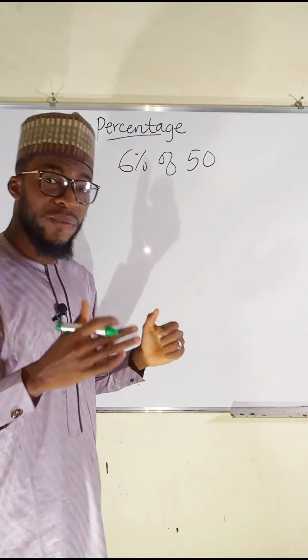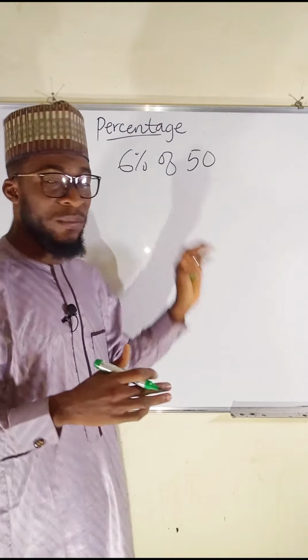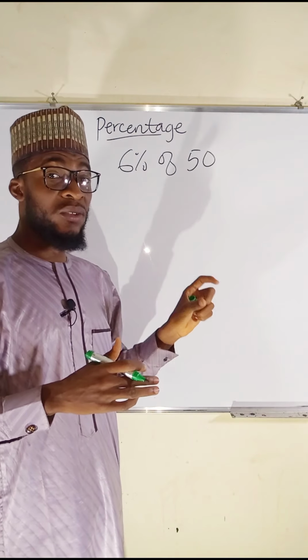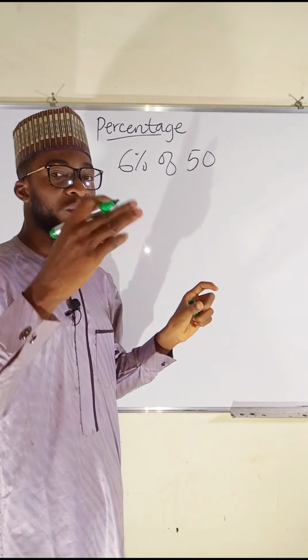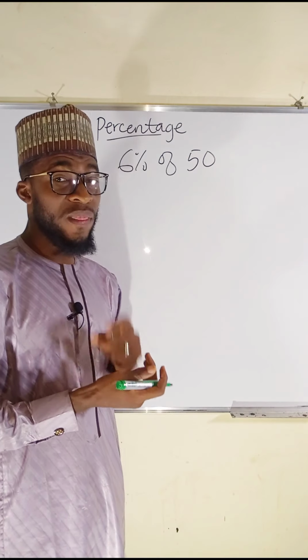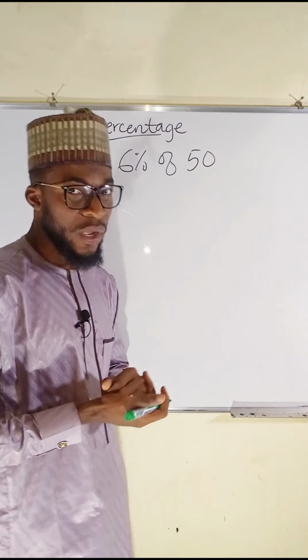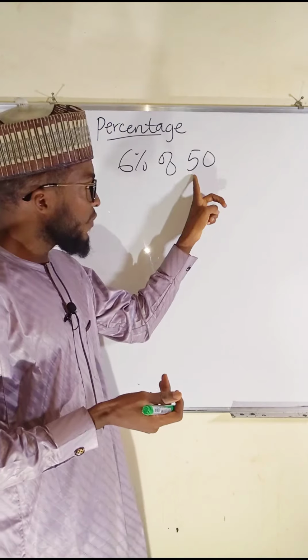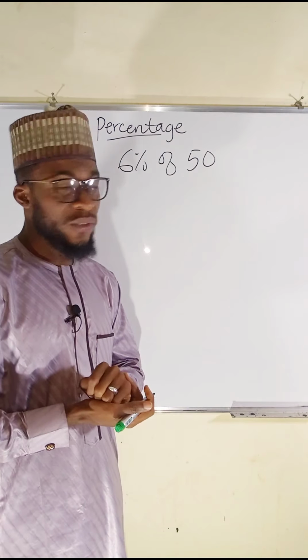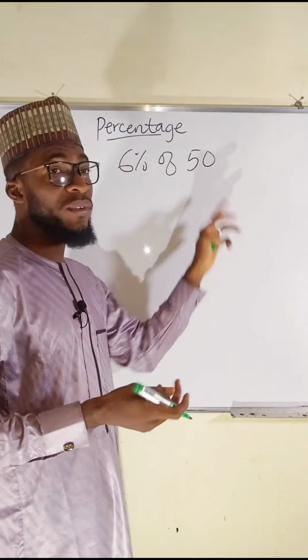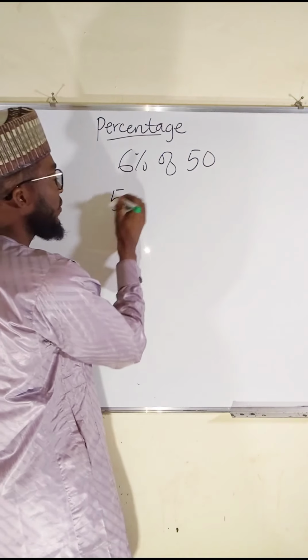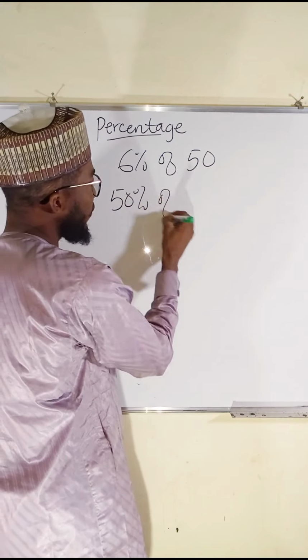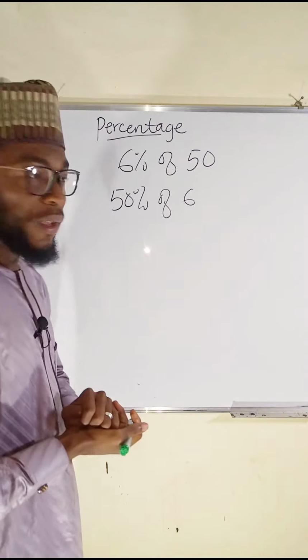So the advice I want to give here is, whenever you're given a problem like this, always use that number which is a factor of 100. I mean that number that can go into 100 without remainder. We know that 50 can go into 100 without remainder. So instead of saying 6% of 50, we can write it as 50% of 6. They mean the same thing.